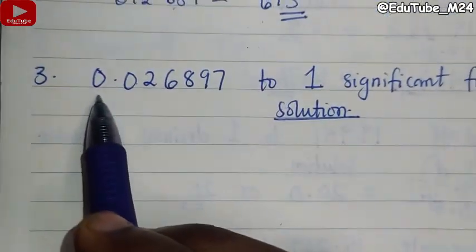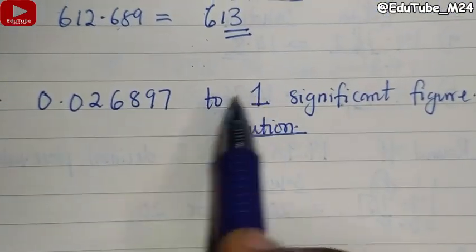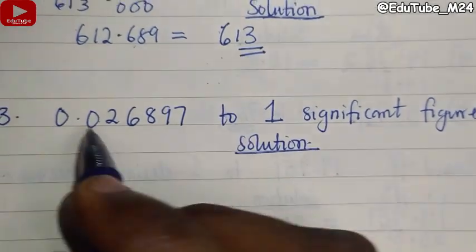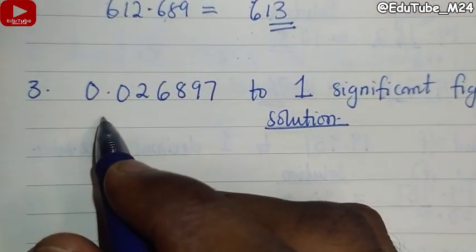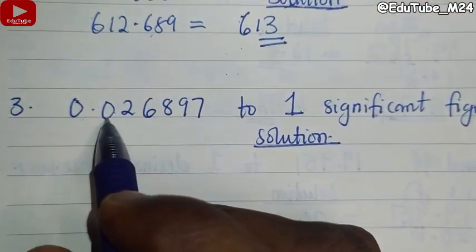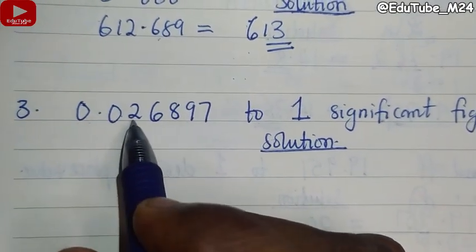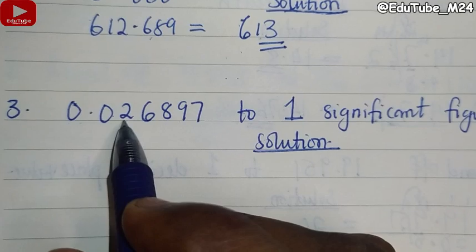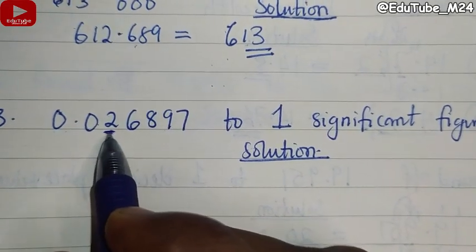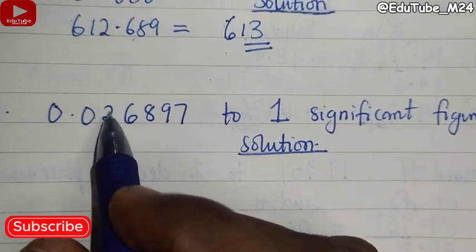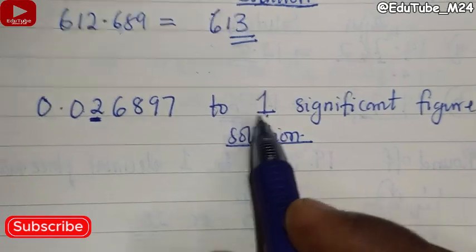Okay, so the third example says 0.026897 to one significant figure. Now remember, all figures are significant except 0, so we cannot consider this 0 starting this number. We are not considering them. So the first number that is meant to be considered as significant is this 2. So we are starting our consideration from this 2, and they said just one significant figure, so just only this.